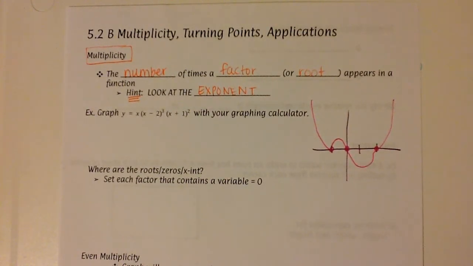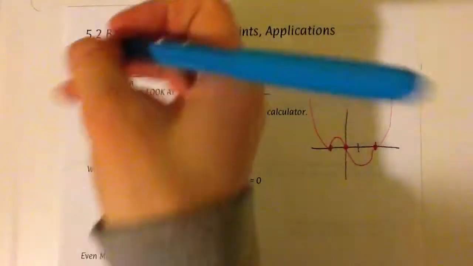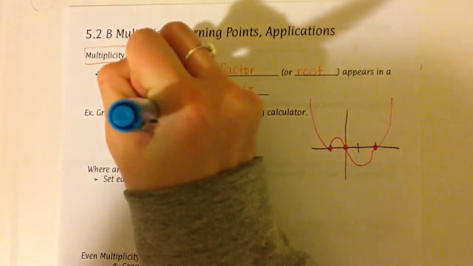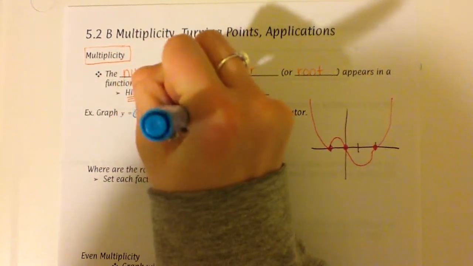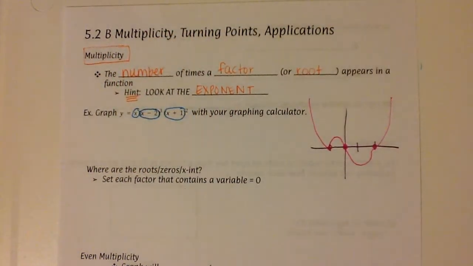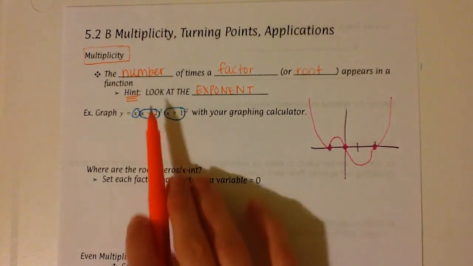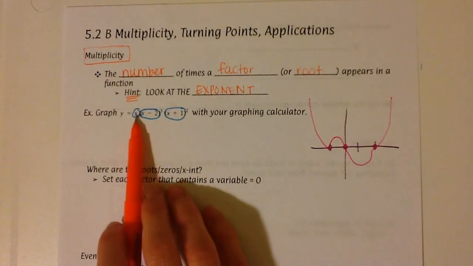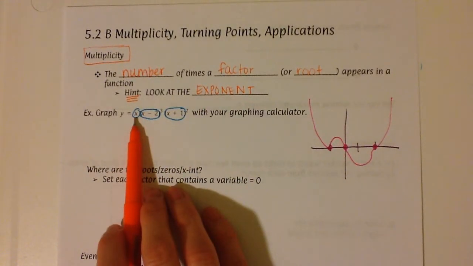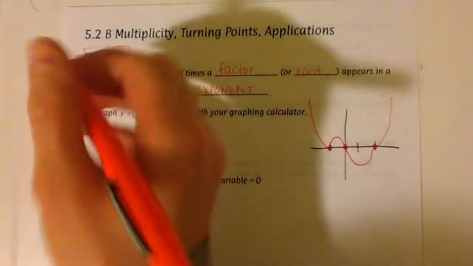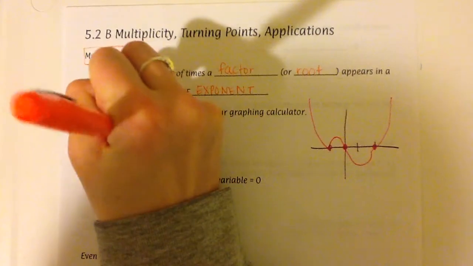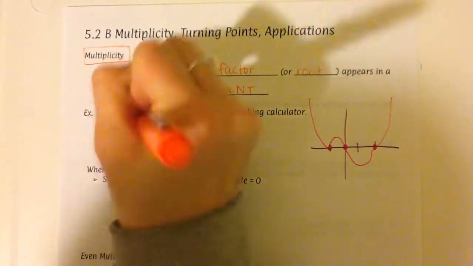So if we look at each term in our function, well, to find the multiplicity, it says look at the exponent. So if we look at this term first, well, this is really x to the 1. So the multiplicity would be 1, because 1 is the exponent. So the multiplicity is 1.